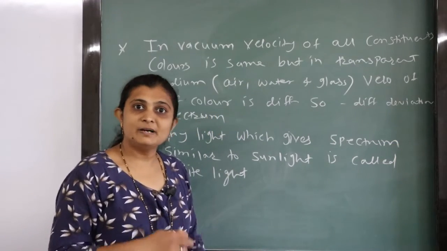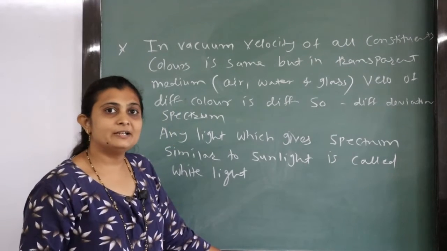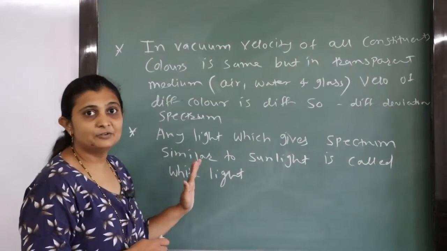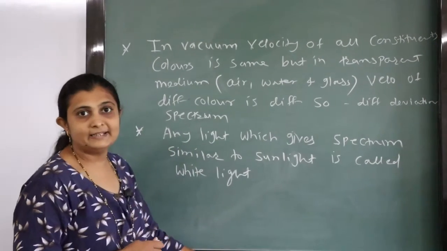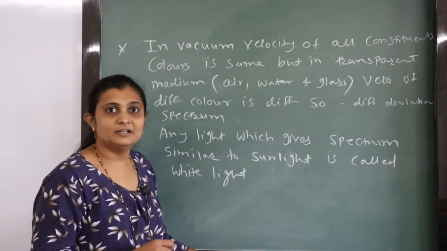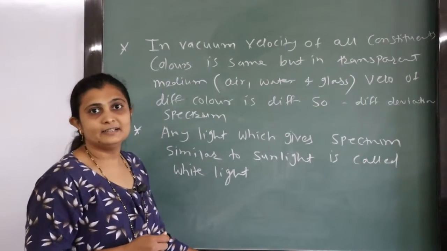In vacuum the velocity of all the colors is the same, but in a transparent medium the velocity is different. So we get different deviation at different angles. And in the last we have to see the definition of white light. Any light which gives the spectrum similar to that of the sunlight, all that light is called white light.